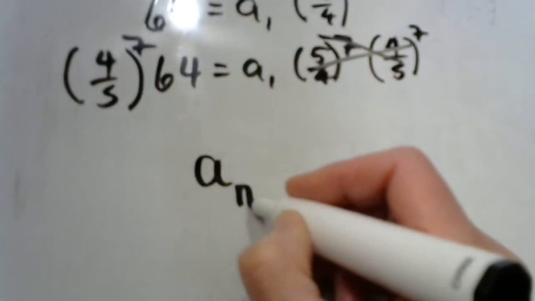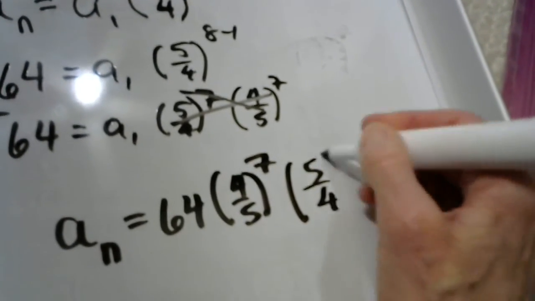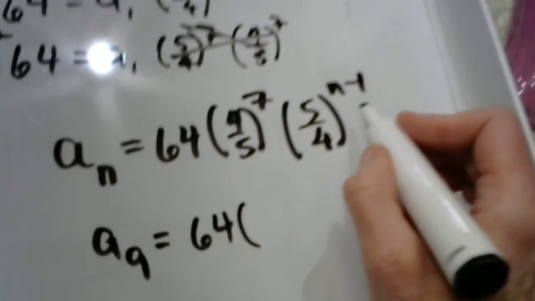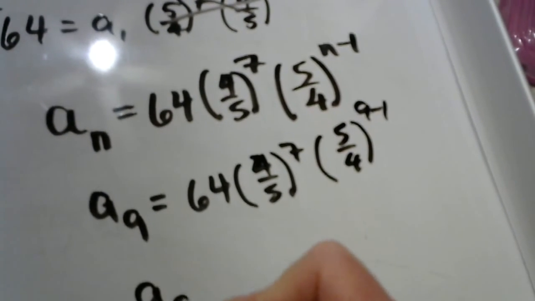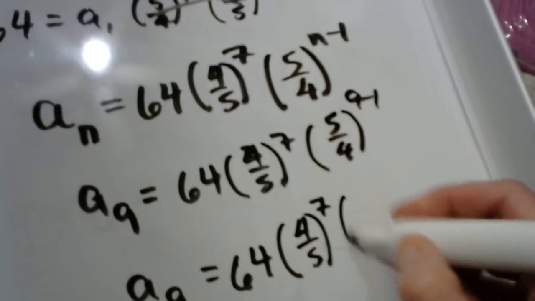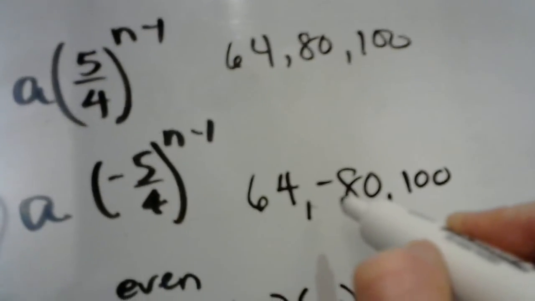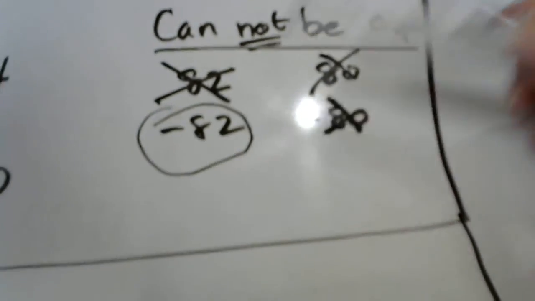So when we plug it back into the explicit formula, in place of A1, I'm just going to put this 64 times 4/5 to the 7th. And then we'll put this 5/4 to the n minus 1. And if we want to find the 9th term, we would just put in the 9 in place of n. If you do the math, you would get 80. So we know that 80 could be one of the possible answers. And because the ratio could be negative, we know that it could also be negative 80. So up here, we can cross out 80 and negative 80, and we know that the answer cannot be negative 82.